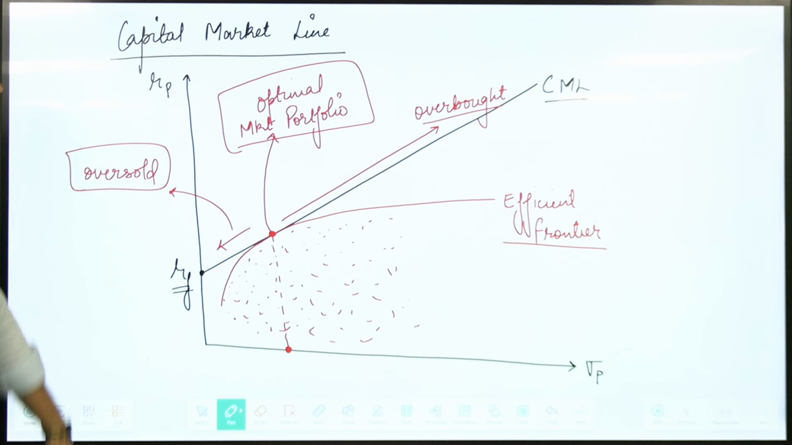Any doubts or queries with capital market line? So can you explain once again the efficient frontier?